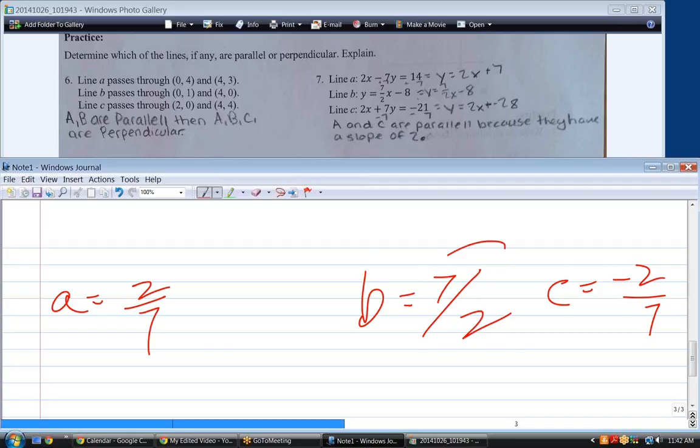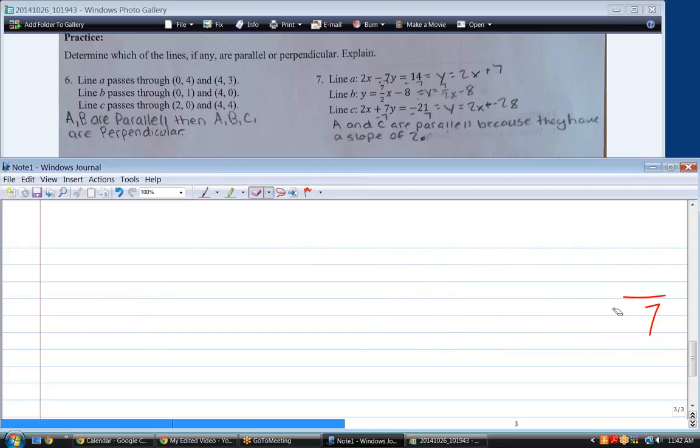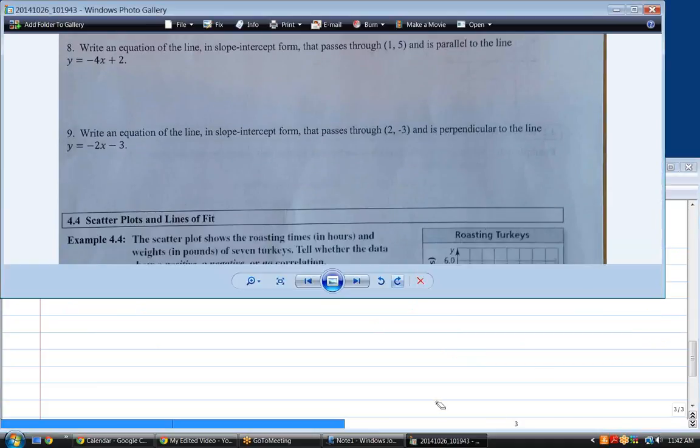What's the negative reciprocal of 7/2? -7. No. I mean, negative reciprocal. Listen to those two words. Negative reciprocal. You got to first of all flip it, and then you got to change its sign. So negative 2/7. Okay, so B and C are perpendicular. B is perpendicular to C. Remember, negative reciprocal requires two actions, not one. Okay. All right.